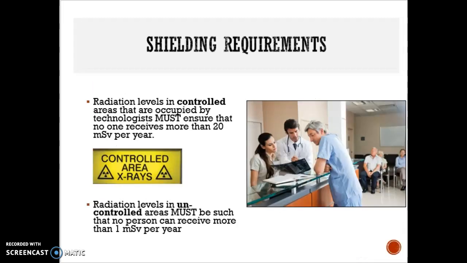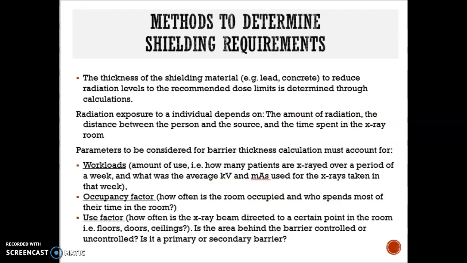Radiation levels in controlled areas that are occupied by technologists must ensure that no one receives more than the 20 millisievert per year limit. Radiation levels in uncontrolled areas must be such that no one would receive more than 1 millisievert per year. The thickness of the shielding material, such as lead and concrete that is commonly used, to reduce the radiation level in the room to a recommended dose limit, is determined through calculations.